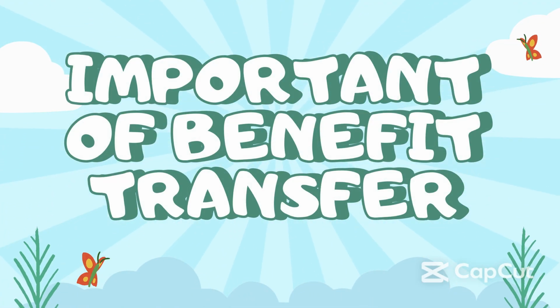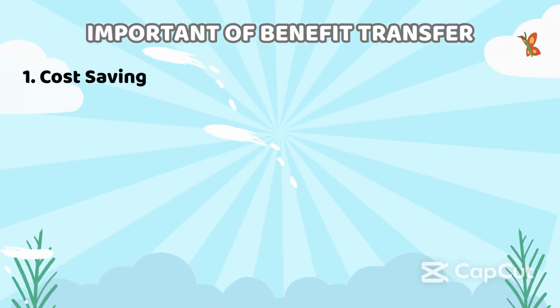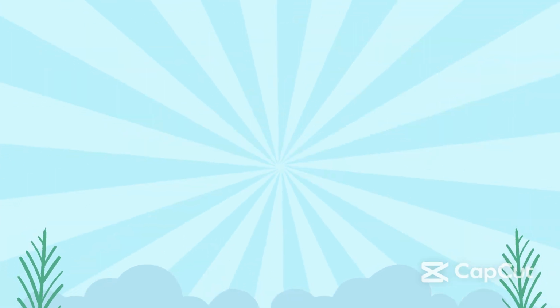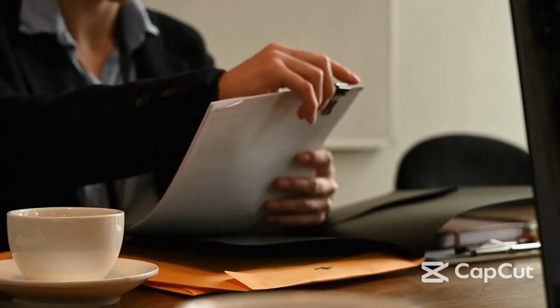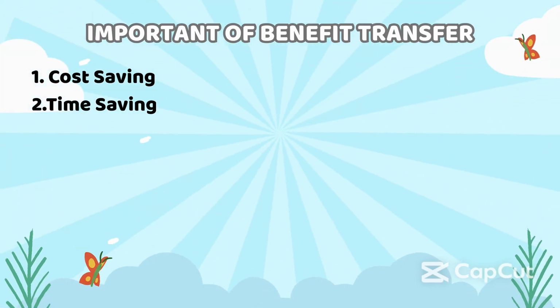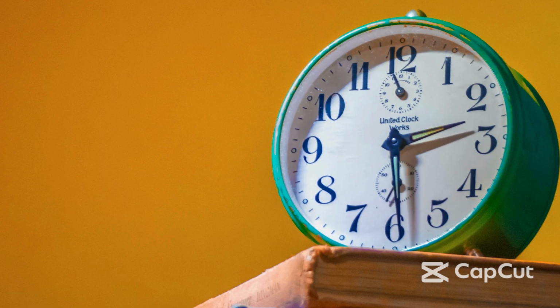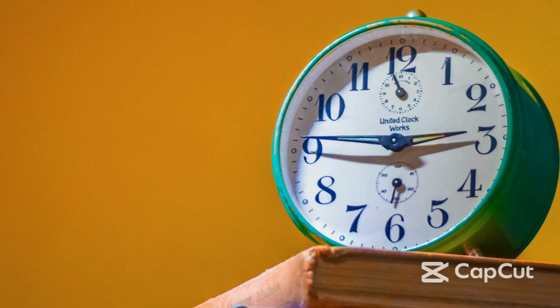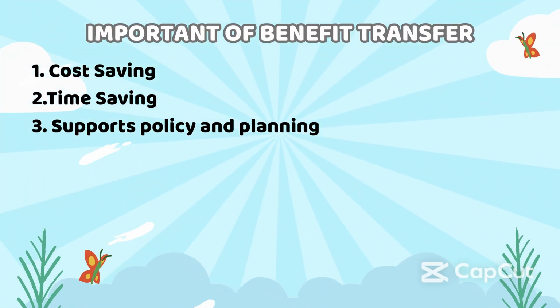Why is benefit transfer important in ecosystem service valuation? First, it saves costs. There is no need for expensive new studies. We can use existing data. Second, it saves time. It is fast, especially when decisions need to be made quickly. Third, it supports policy and planning.